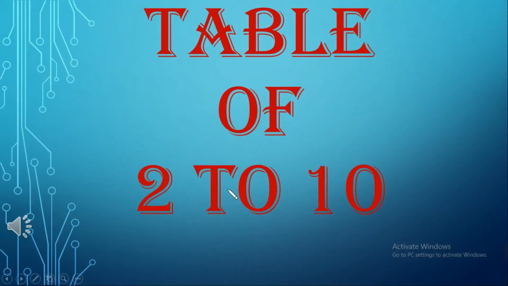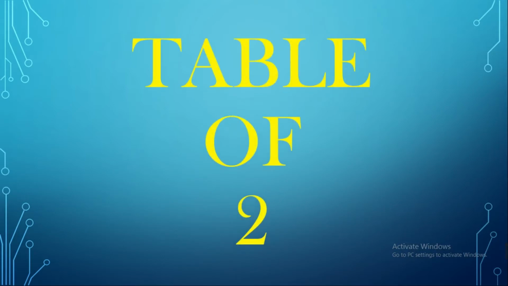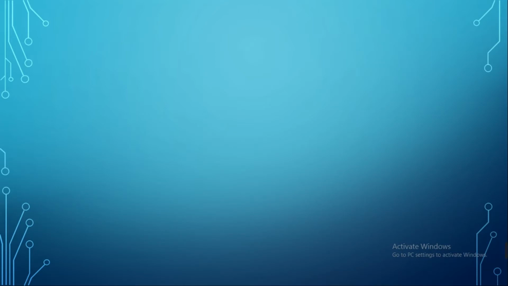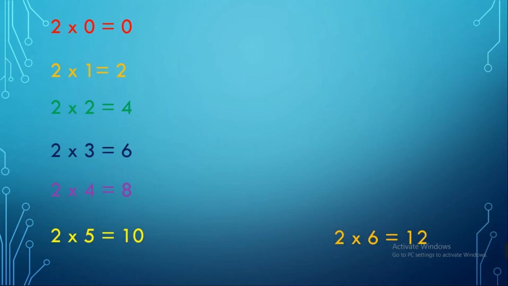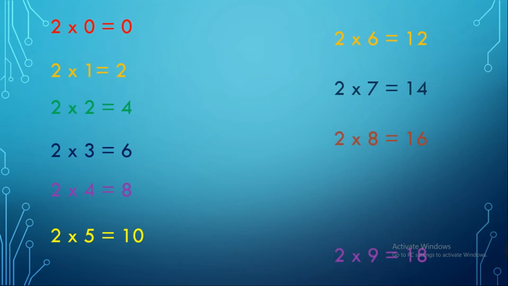Tables 2 to 10. Table of 2. Two zeros are 0. Two ones are 2. Two twos are 4. Two threes are 6. Two fours are 8. Two fives are 10. Two sixes are 12. Two sevens are 14. Two eights are 16. Two nines are 18. Two tens are 20.